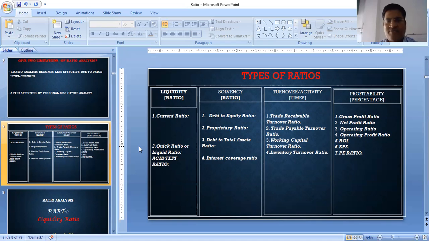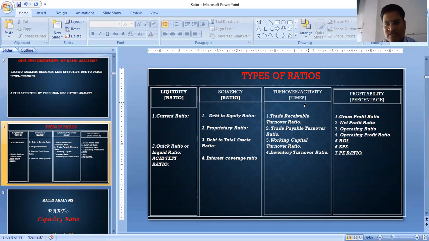Then we have these types of ratios. We have already done them in the syllabus. Current ratios are always expressed in ratio terms only, like 2:1, 2.5:1, 1:1. Solvency ratios are also expressed in ratios only, like 1.75:1, except the interest coverage ratio, which is expressed in times. These are all expressed in fractions or in ratios.